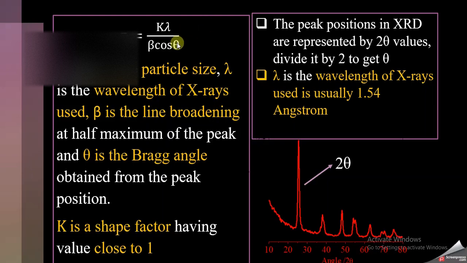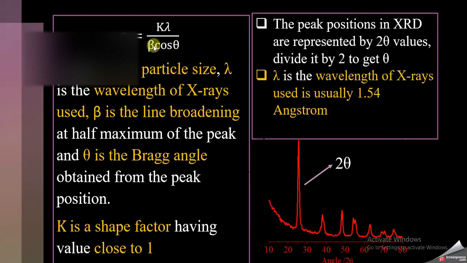The first thing you do in finding the particle size of your nanoparticles is to find the value of theta, which is determined through the position of the sharpest peak in your XRD. For example, this one is located at around 25, which is the 2 theta value, and I will divide it by 2 to get the value of theta, which can be placed in this equation.